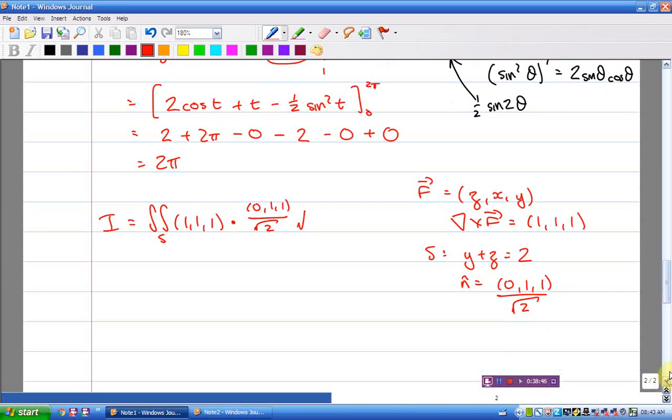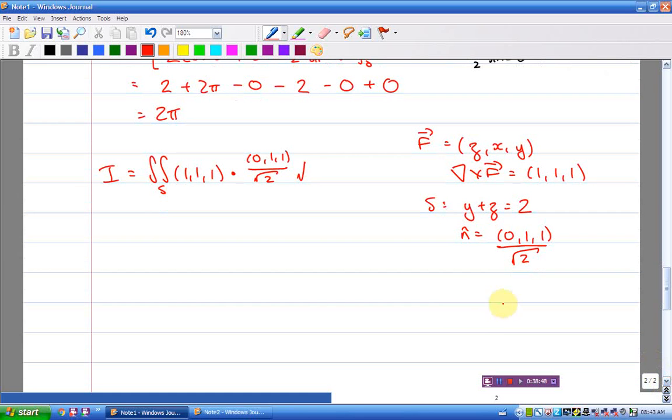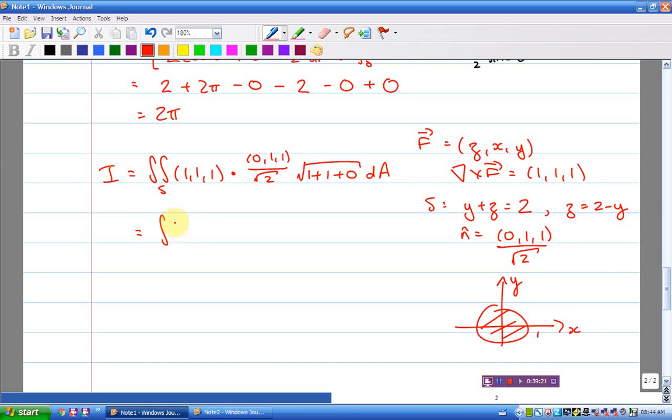I'm going to project onto my xy plane, and if I project onto the xy plane, I'm just going to get a disk of radius 1. If I'm projecting onto the xy plane, I need to make z the subject of my equation, so I'm going to have z equals 2 minus y. My y derivative is minus 1, my x derivative is 0, so my conversion factor is the square root of 1 plus 1 plus 0. Once again, my two square roots cancel. They often do, they don't always. Don't rely on it.